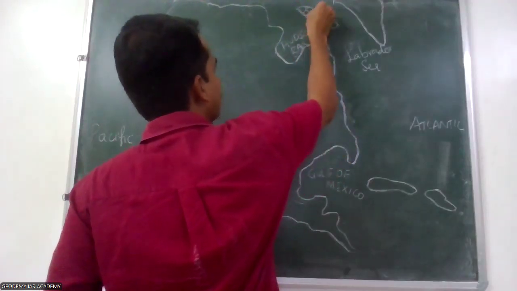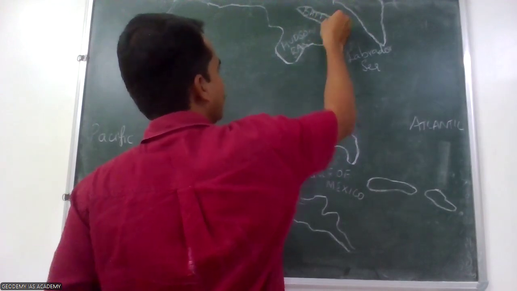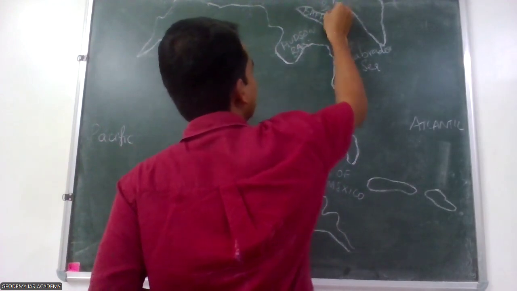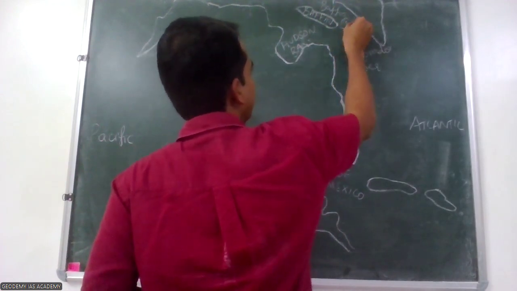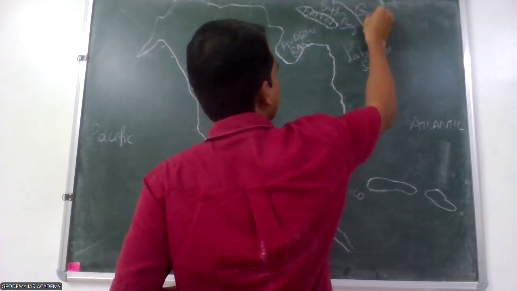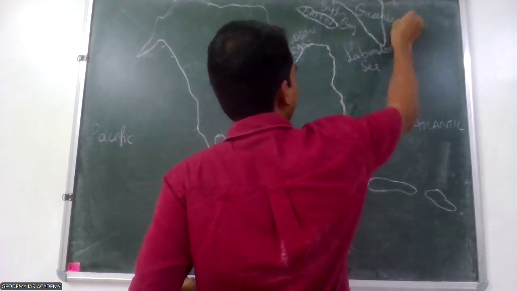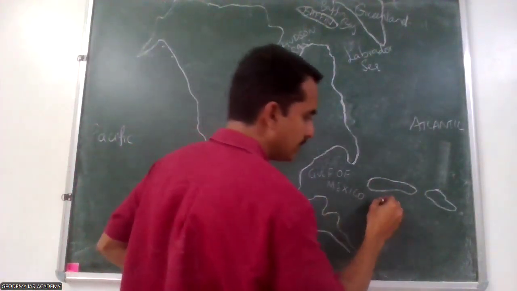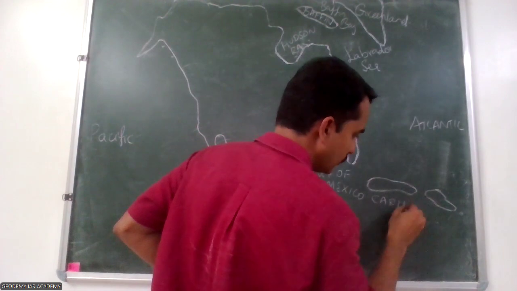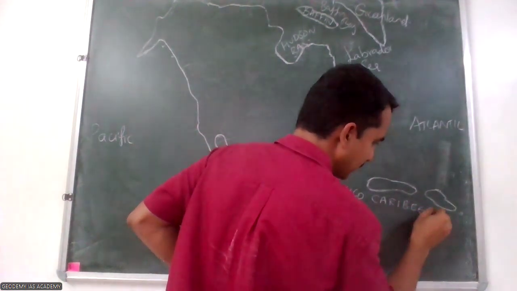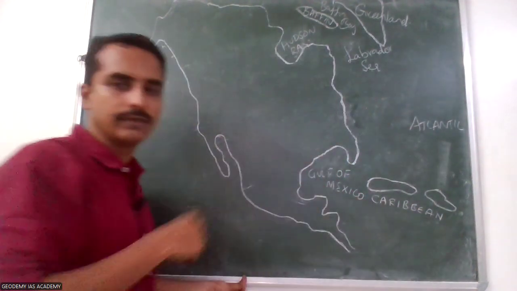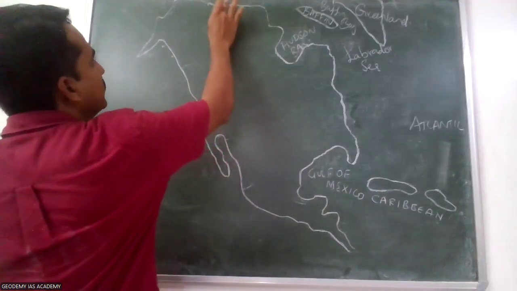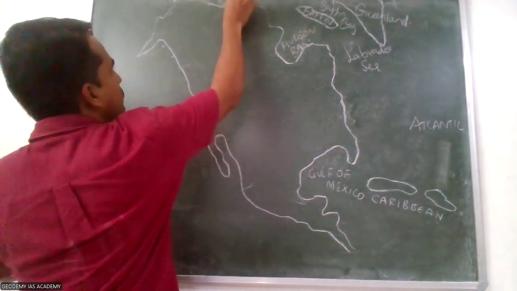This island is Baffin Island, in the north of Canada. Between Baffin Island and Greenland, it is Baffin Bay, and we know that Greenland belongs to the country Denmark. And these islands are the Caribbean islands. Cuba, Jamaica, Haiti, Dominican Republic, those countries are there. Okay, Caribbean islands. And then here in the north, it is the Beaufort Sea.